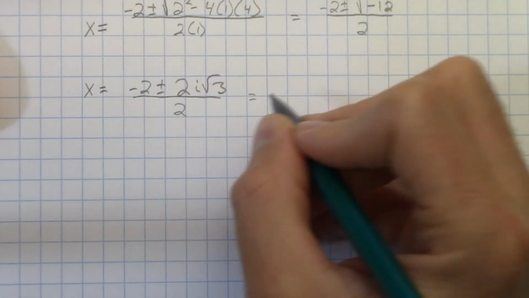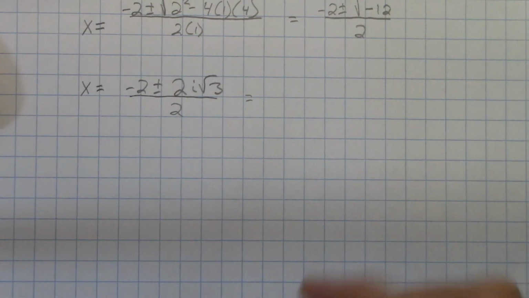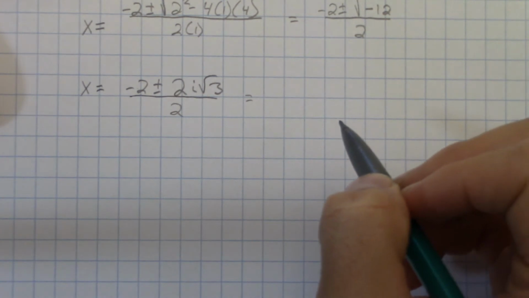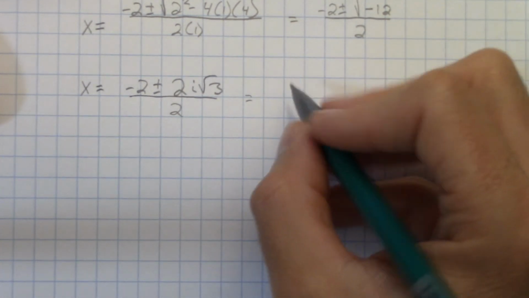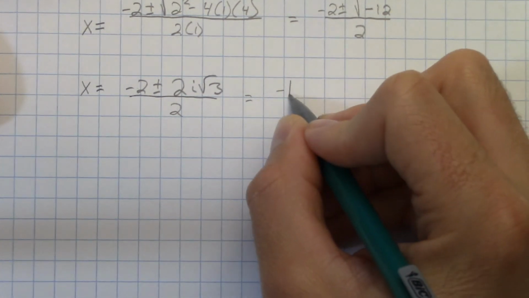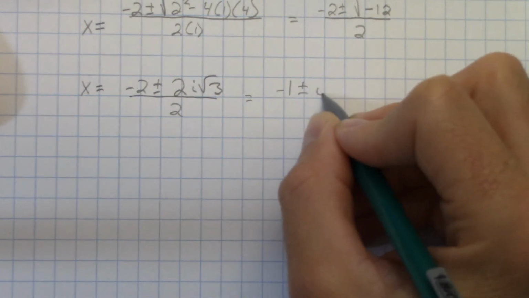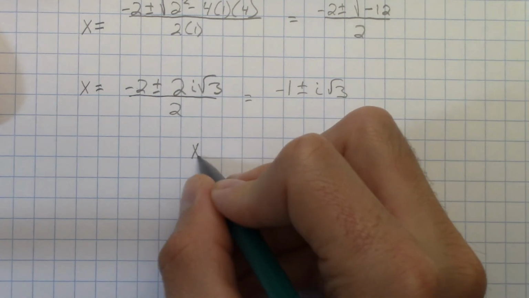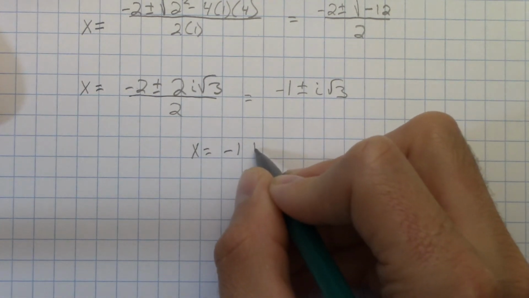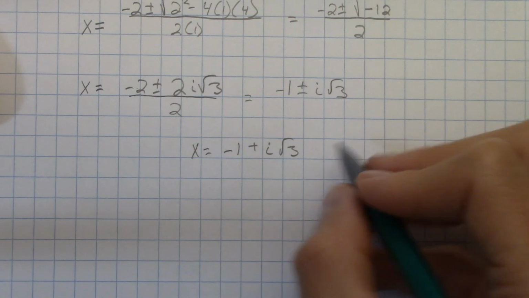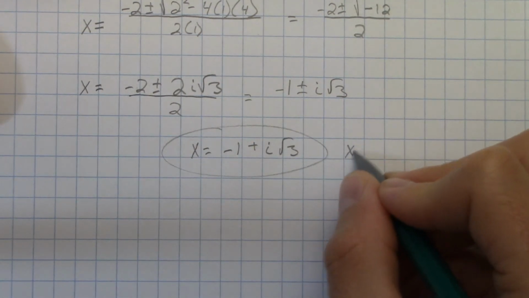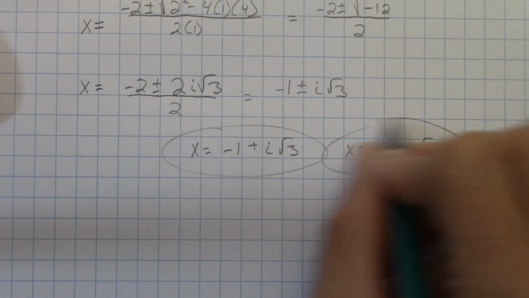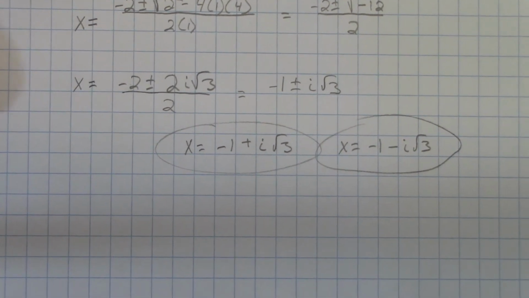All right, let's keep going. And we're almost done. So then, again, the terms here and here can both be divided by 2. So I'll do this in a bit of a shortcut. It's really negative 1 plus or minus i root 3 would be the way you could write it. Or you could write it like this. That would be one of them. That would be the other. And that's it. Those are your two roots.